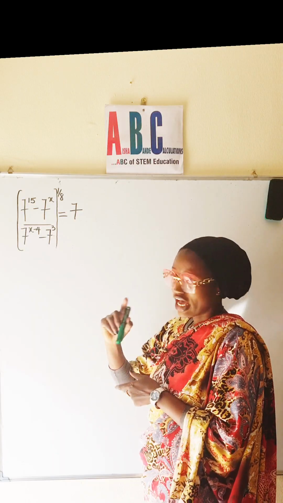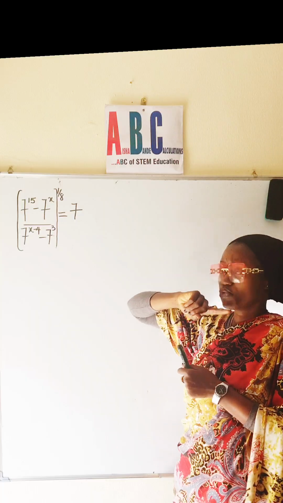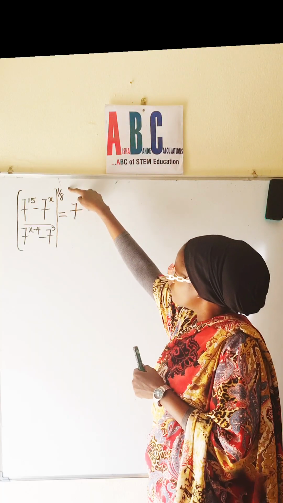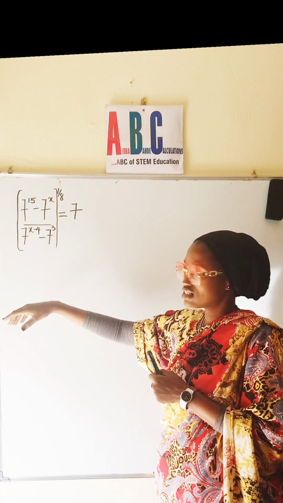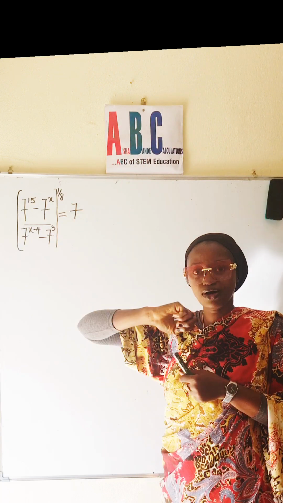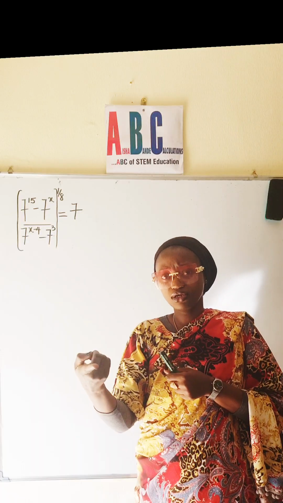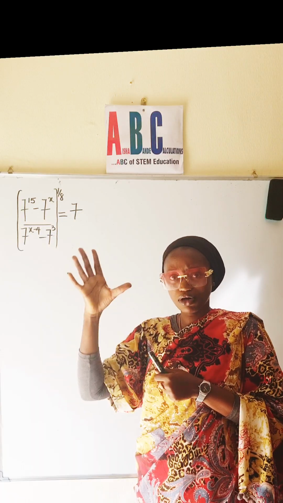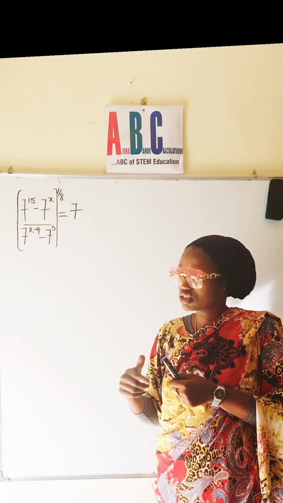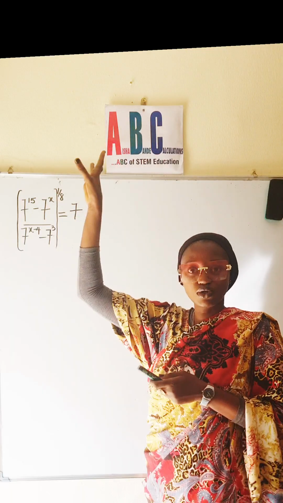So let's begin. As we can see, we have the power of 1/8 here. What do we do to this power so as to simplify this problem and take out the power? Since it's 1/8, there's something we can do to take out the power. We are multiplying by what? By 8. If you multiply this by 8, you see that the power is eliminated.